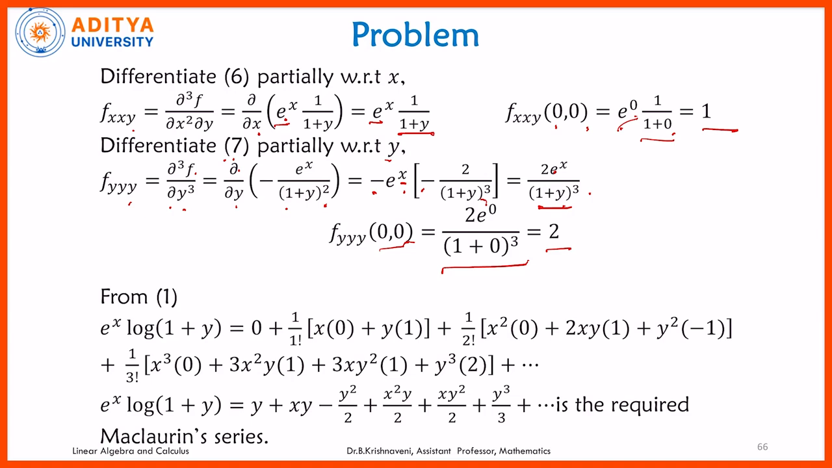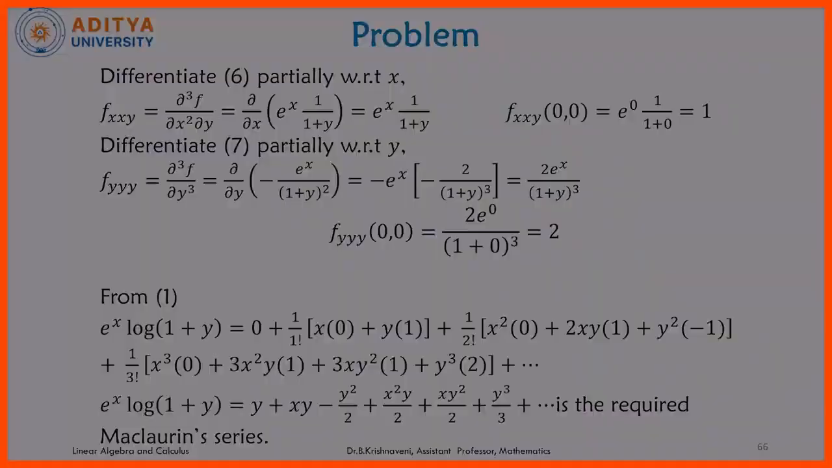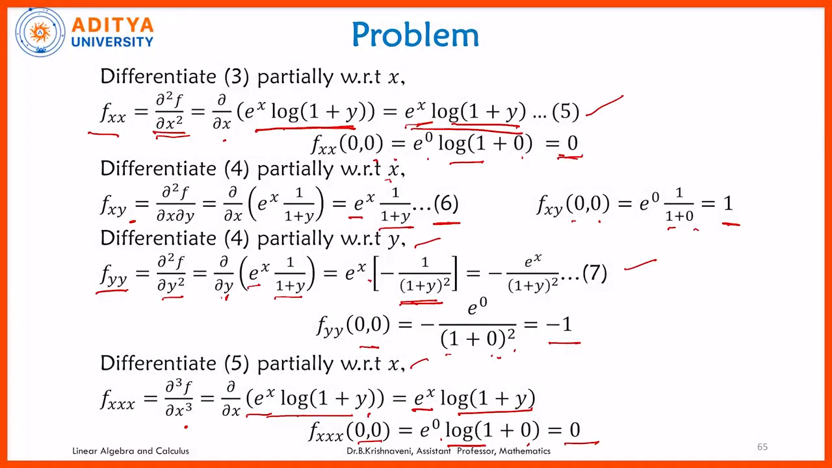Now do substitution in the series, that is the Maclaurin series. f(x,y), given as e^x log of (1+y), is equal to f(0,0), which is 0, plus 1/1! into [x fx(0,0), which is 0, plus y fy(0,0), which is 1], plus 1/2! into [x² fxx(0,0). So what is fxx(0,0)? It is 0.